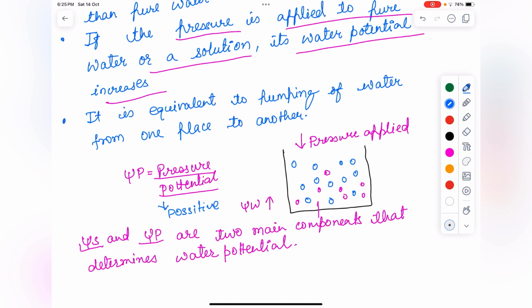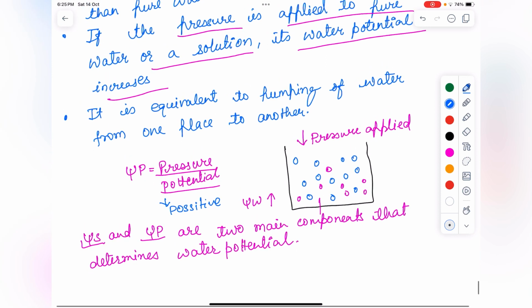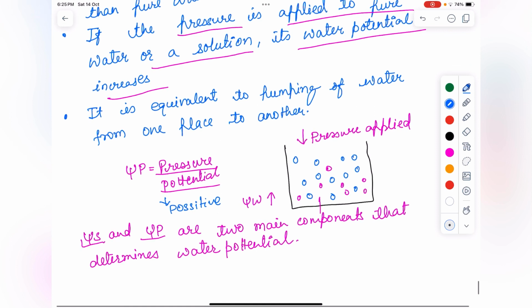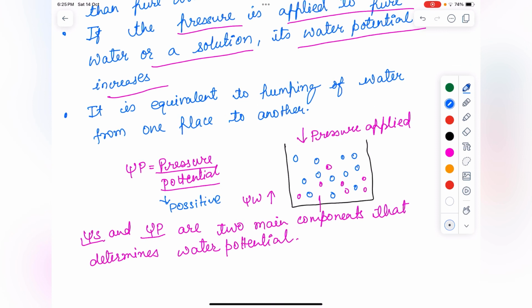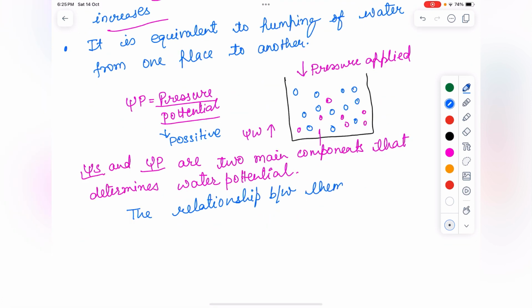So this negative potential in the xylem plays a major role in water transport up to the stem. It plays a very major role in the transportation of water, because of the pressures, suction pressure is created. So the relationship is that water potential of a cell is affected by both solute and pressure potential, and water potential is equal to solute potential plus pressure potential.